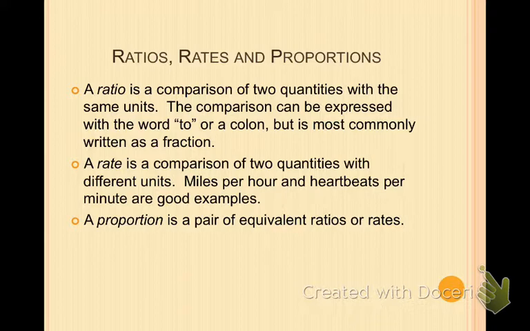For example, a rate would be miles per hour. Different units there, miles and hour. Heartbeats per minute. Heartbeats is different than minute. And a proportion is when you have a pair of equivalent ratios or rates. So you're having two fractions that are set equal to each other.